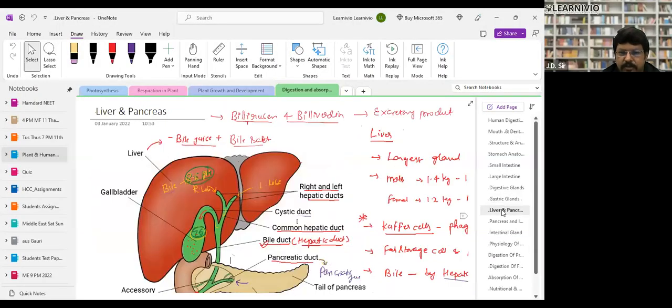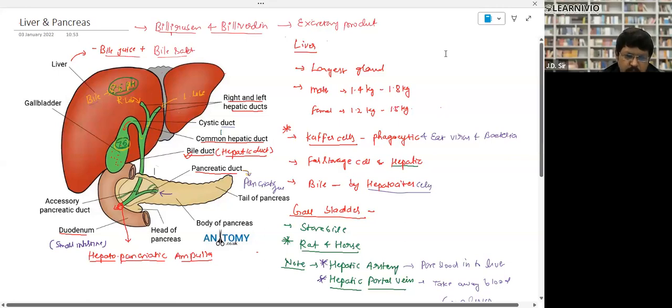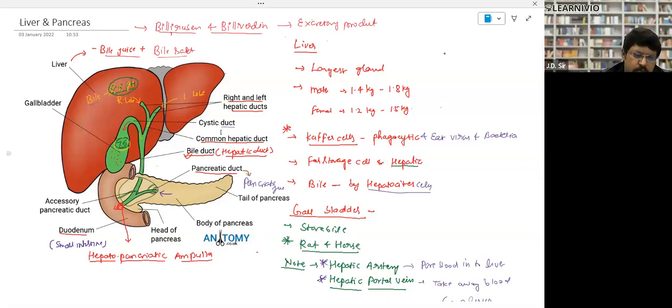Now next come to the liver and pancreas. Look, here you need to understand. In the starting only, I have already told you that liver and pancreas both secrete their enzymes with the help of a common opening that is called hepatopancreatic ampulla. The part where they connect with the small intestine is called duodenum. So at the duodenum part they join over there.